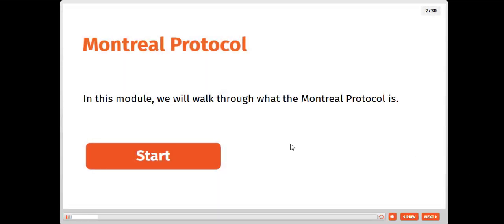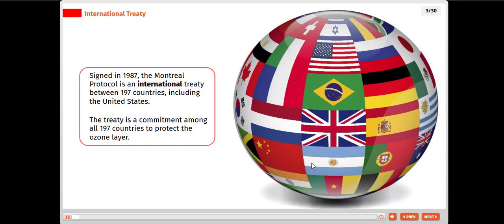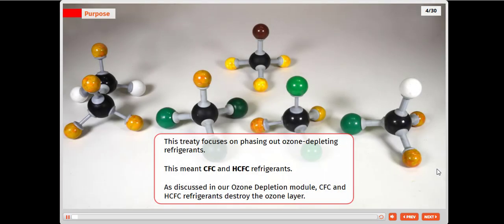Signed in 1987, the Montreal Protocol is an international treaty between 197 countries, including the United States. The treaty is a commitment among all 197 countries to protect the ozone layer. This treaty focuses on phasing out ozone-depleting refrigerants. This meant CFC and HCFC refrigerants. As discussed in our ozone depletion module, CFC and HCFC refrigerants destroy the ozone layer.